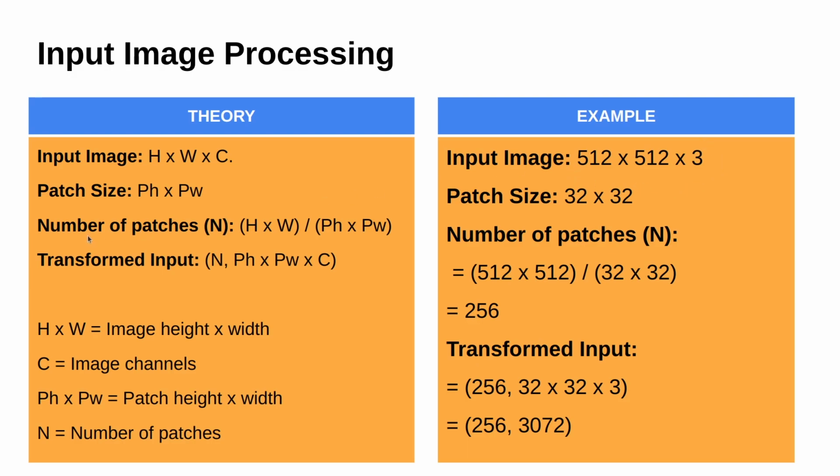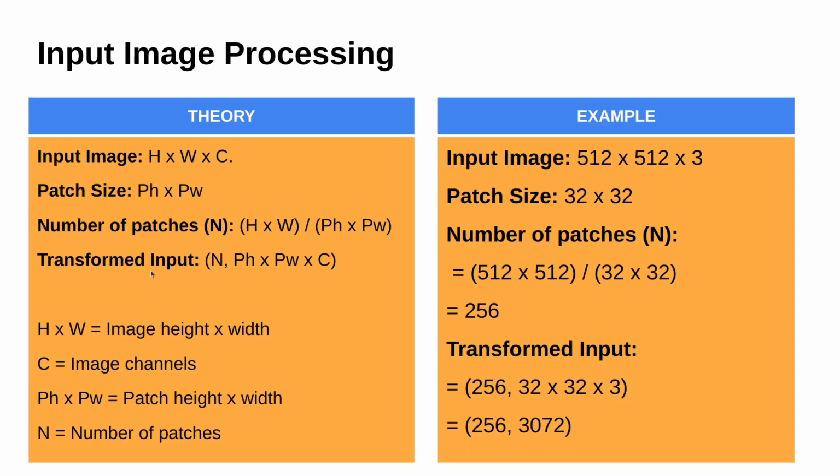Okay. So next we have how many patches we would have. To get this, you take the input image height and width, multiply them, and then divide by the height and width of the patch. So let's go to our example. Here the number of patches n would be equal to 512 times 512 divided by 32 times 32. By solving this equation, we get the number of patches as 256.